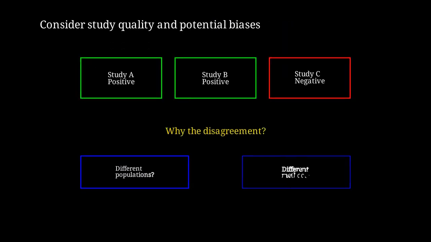When you find contradictions, investigate why. Different populations, methods, or outcome measures can explain discrepancies.